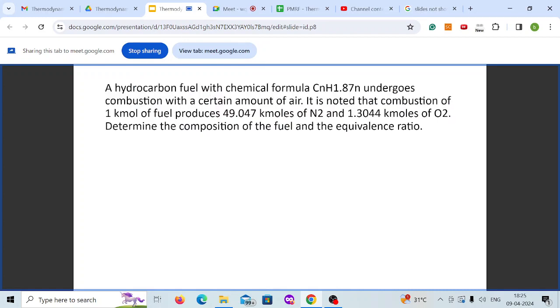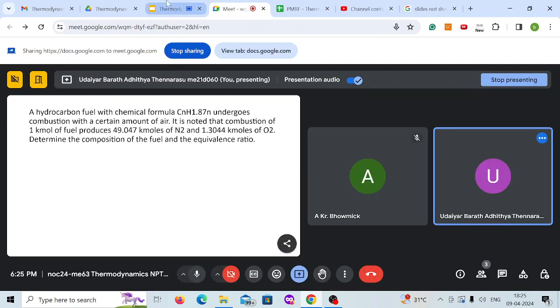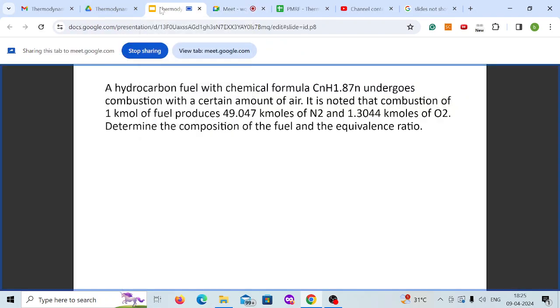So moving on to the next question. A hydrocarbon fuel with chemical formula CnH1.87n. So it says you have n atoms of carbon, and correspondingly 1.87n atoms of hydrogen. This undergoes combustion with a certain amount of air. It is noted that combustion of 1 kilomole of fuel produces 49.047 kilomoles of nitrogen and 1.3044 kilomoles of oxygen. Determine the composition of the fuel and the equivalence ratio.